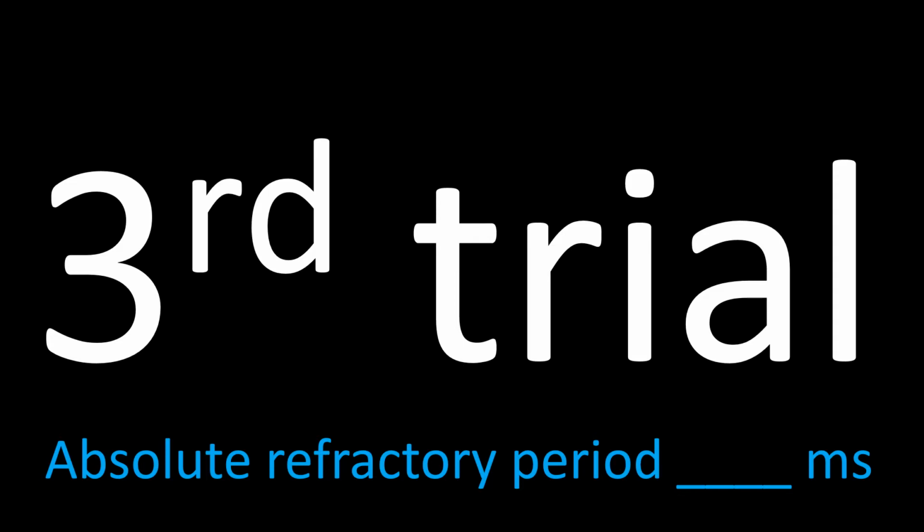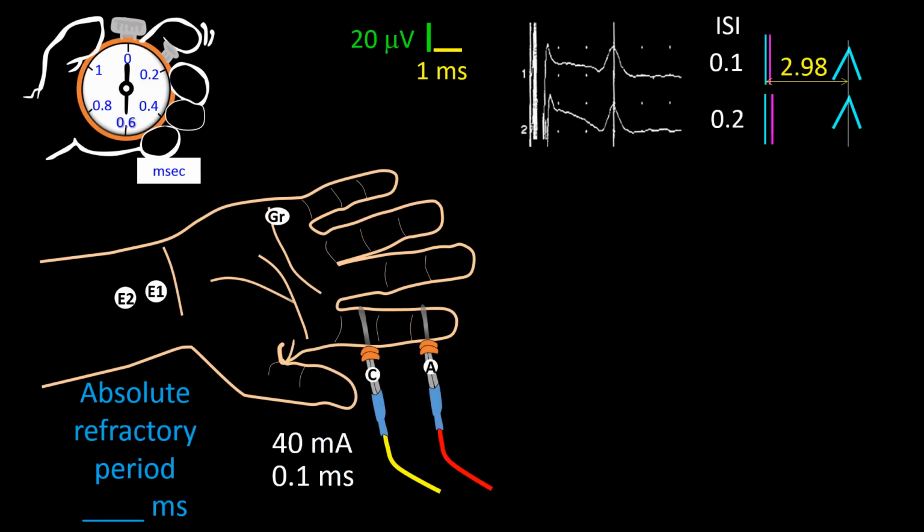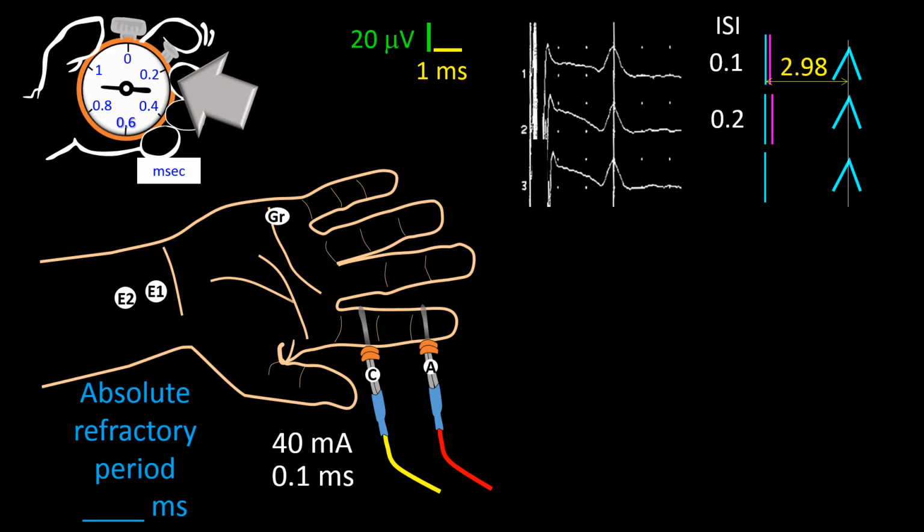Now we go to the third trial. The parameters are unchanged. The first stimulus is given at time 0, as it is done for the initiation of each trial. Now, looking back at the stopwatch to indicate the time for the second stimulus, which in this trial is going to be 0.3 milliseconds after the first, as reflected under the inter-stimulus interval column.